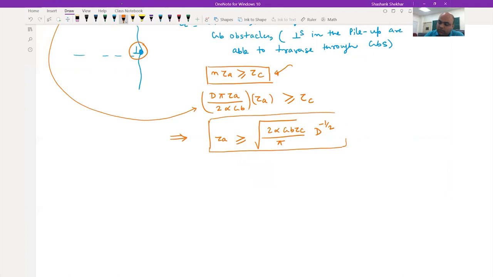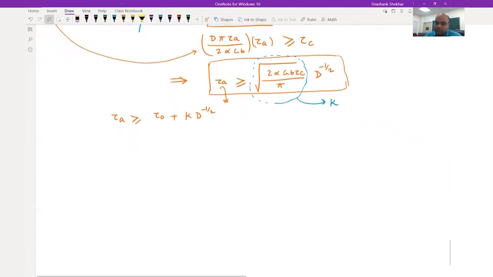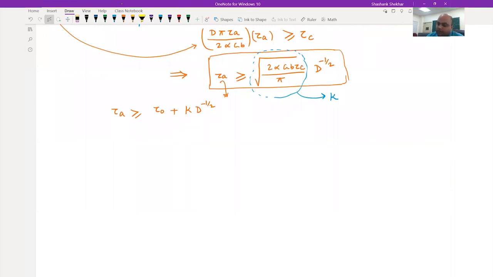So if I want to move dislocations through the grain boundary, the applied stress should be this much. It is a function of the diameter of the grain size. And again, remember, we are assuming that the Frank-Read source is at the center of the grain. So we can overall write this as tau A greater than or equal to tau naught plus K D to the power minus half, where K is this particular constant. So this is your K. And we have added tau naught because of the friction stress in the lattice. That also needs to be overcome, right?